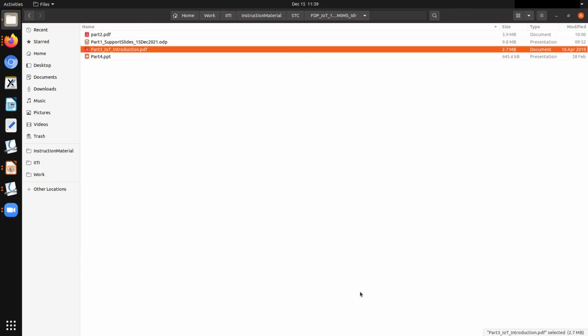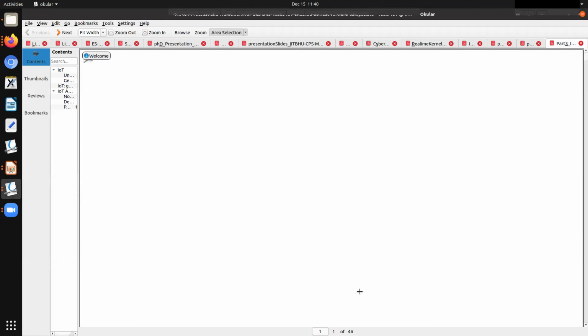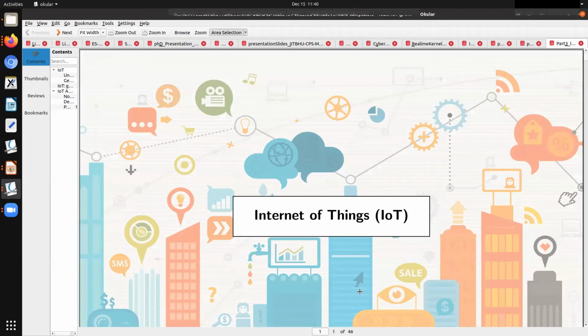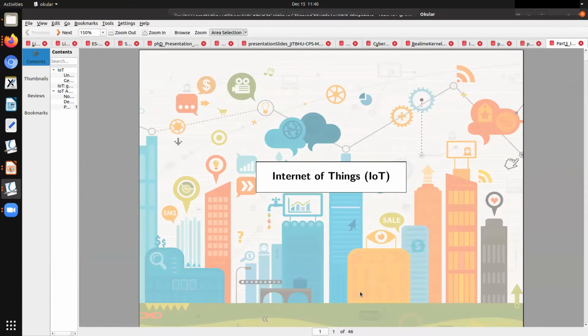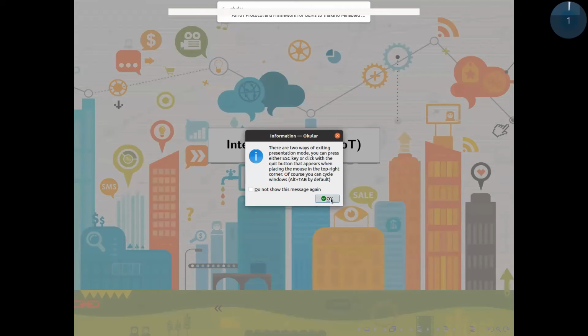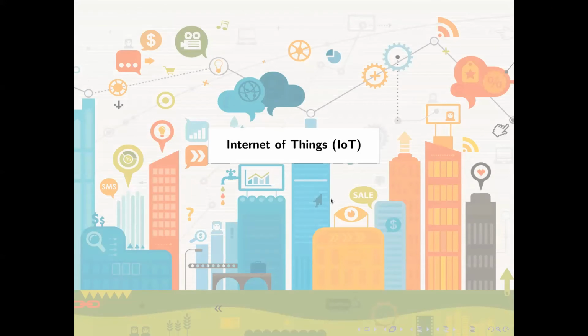Then with that background, that lets us start the domain discussion on the Internet of Things. Let me zoom in. Is my screen visible, Dhruv? Yes, sir. Okay. So this is the Internet of Things.